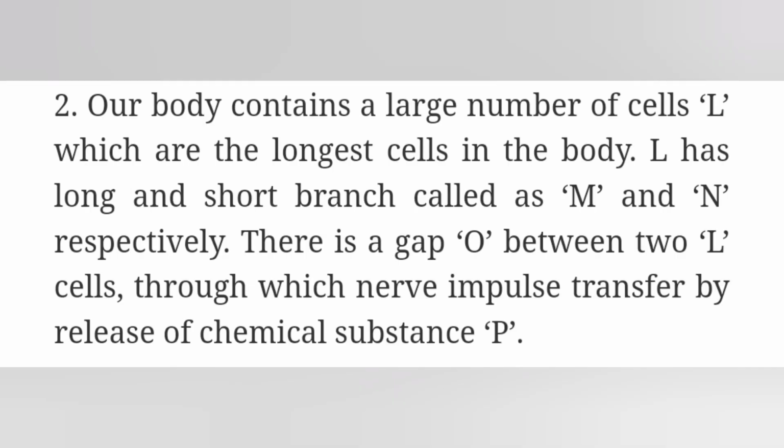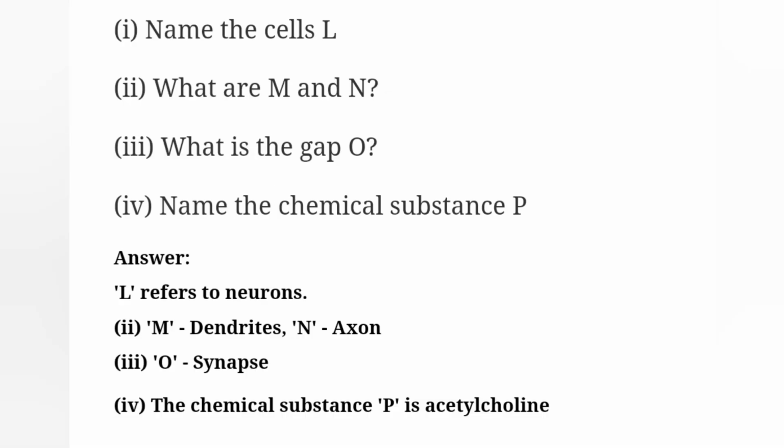Second point, our body contains a large number of cells, L, which are the longest cells in the body. L has a long and a short branch called M and N respectively. There is a gap O between two L cells through which nerve impulse is transferred by release of chemical substance P. Then first point, name the cell L. Second point, what are M and N? Third one, what is the gap O? Fourth point, name the chemical substance P.